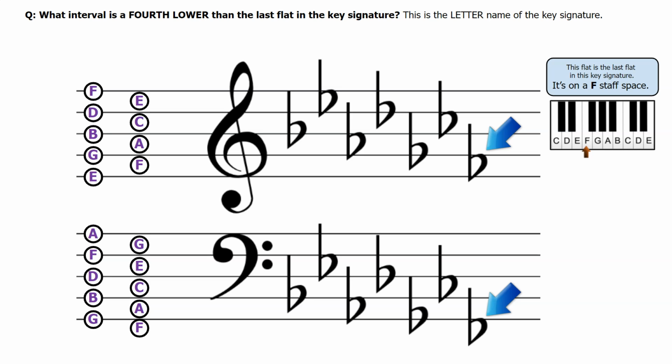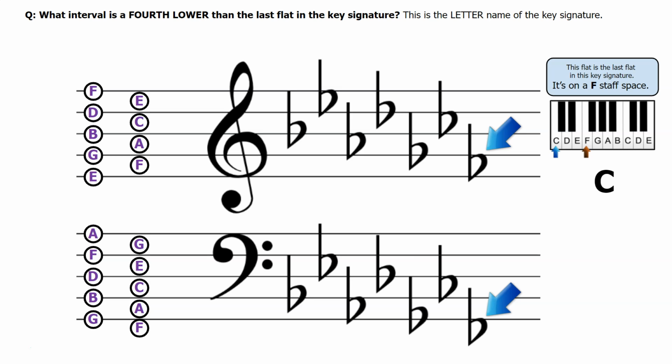So let's get counting. Okay, so there's F, E, D, and C. So an interval of a fourth lower than F is C. C is the letter name of the key signature. Now, since we're working with flats in this key signature, some flat key signatures also include the word flat in their name. Well, and sometimes they don't.